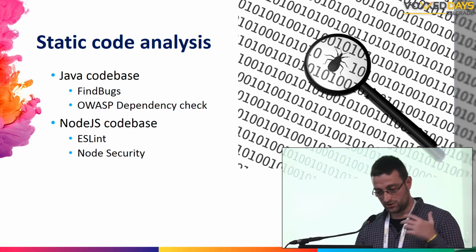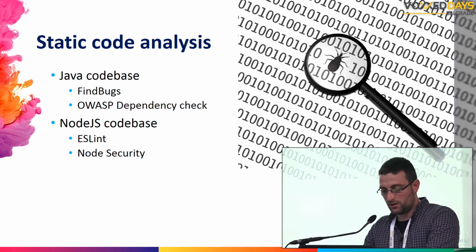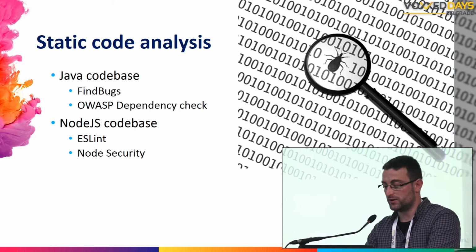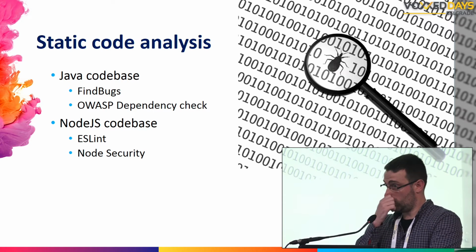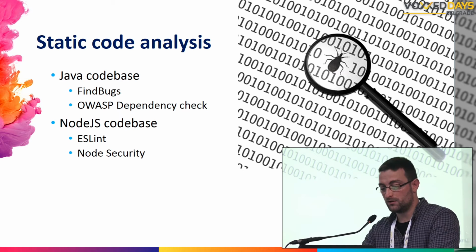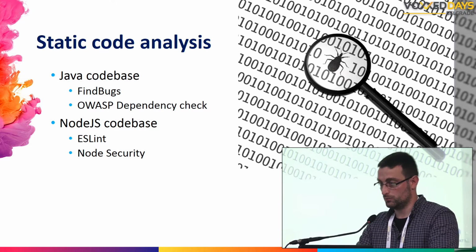Okay, so let's dive into the stuff we did. We started working on static code analysis as the first point, because we thought it was maybe the easiest thing to get rid of in our process of doing security audits. So we split our code into the two code bases that we have, Java code base and Node.js code base, and we wanted to run on each one a dependency checker and a static code analysis tool.